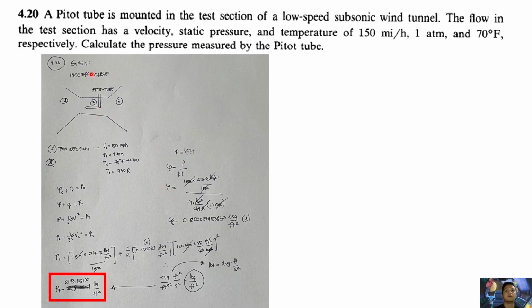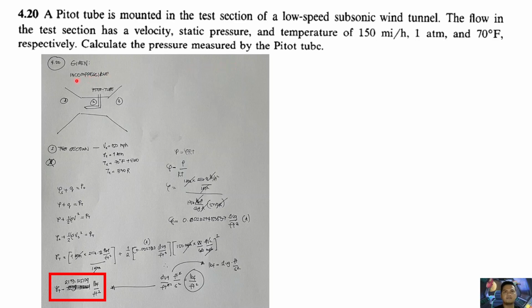So, sample problem. A Pitot tube is mounted in the test section of a low-speed subsonic wind tunnel. The flow in the test section has a velocity, static pressure, and temperature of 150 miles per hour, 1 atm, and 70 degrees Fahrenheit respectively. Calculate the pressure measured by the Pitot tube.